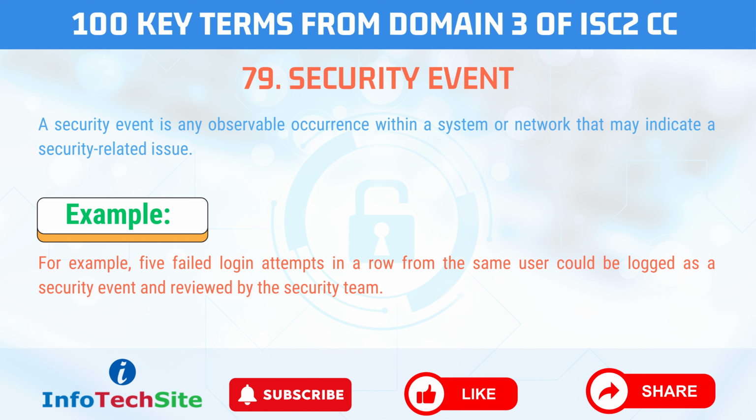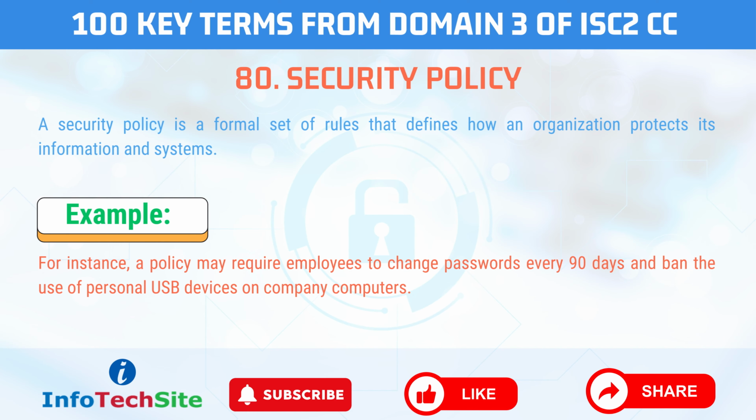79. Security event. A security event is any observable occurrence within a system or network that may indicate a security-related issue. For example, 5 failed login attempts in a row from the same user could be logged as a security event and reviewed by the security team.